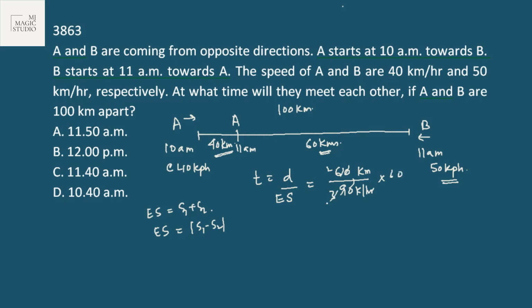So this is 2 by 3 into 60, that is 40 minutes. They would be meeting each other after 40 minutes. 40 minutes after what? 40 minutes after 11 a.m. So the meeting time is 11:40 a.m. Option C is the pick.